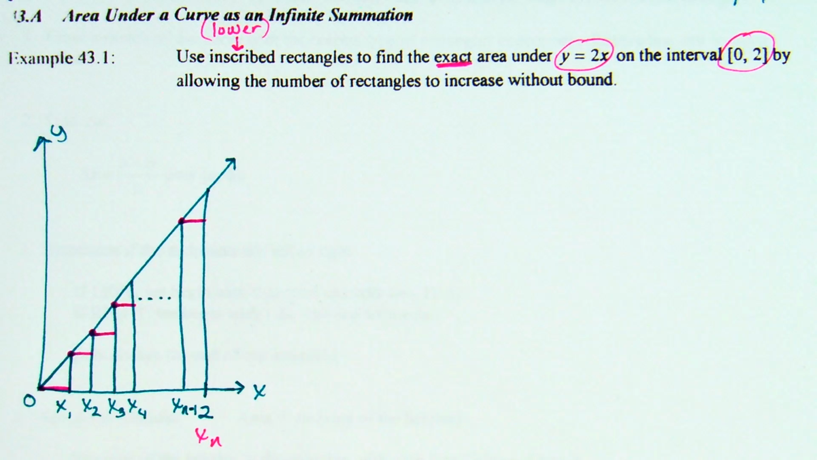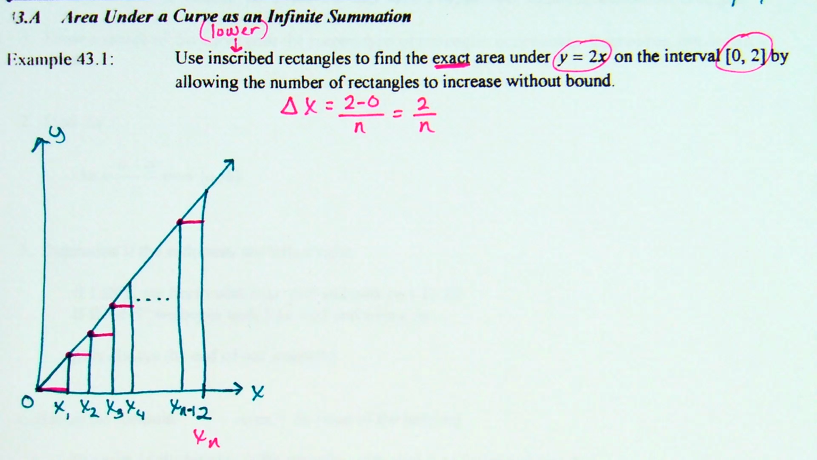So, let's see, I'm going to do this right up here. Delta x, b minus a, so my b minus a is going to be 2 minus 0 divided by n. 2 minus 0 divided by n is 2 over n. That is my delta x, and I will also tell you that is what we use for the width of each rectangle.